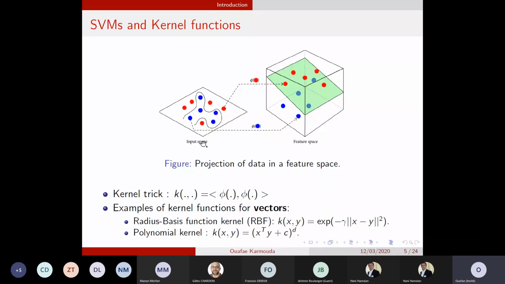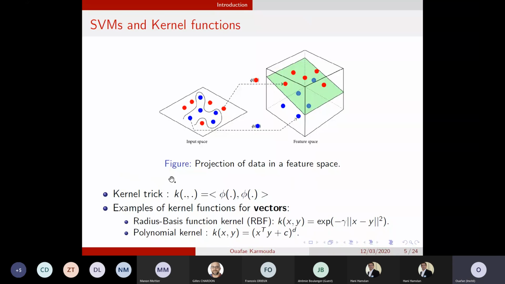So the idea is to project the data points that lie in this input space by the means of an implicit function phi into a new space, which is a higher dimensional space called the feature space, where the data set becomes linearly separable. However, the operations in this feature space, because it's a higher dimensional space, will lead to extremely high and impractical computational costs.